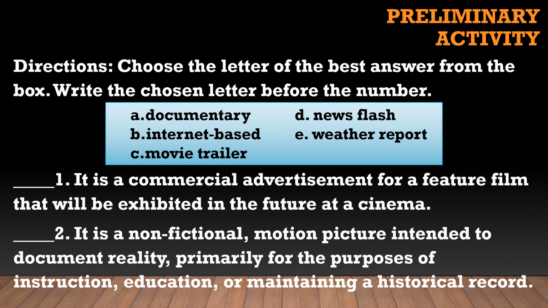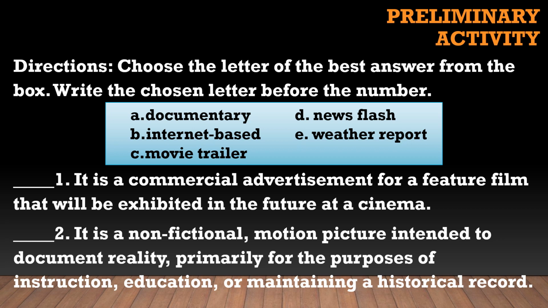So let us first answer our preliminary activity. All you have to do is to choose the letter of the best answer from the box. Write the chosen letter before the number. So here are your choices. A. Documentary. B. Internet-based. C. Movie trailer. D. News flash. E. Weather report. So let's proceed to number 1.